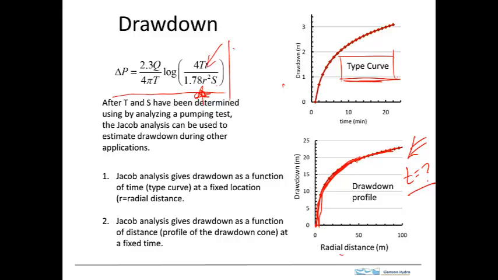Both of those curves are developed from the Jacob analysis, and we can plot them once we've determined T and S. So this ends up being quite a handy prediction tool, because once we've determined T and S, we can predict what the drawdown is as a function of time at a particular point, and what the drawdown is as a function of space at a particular time.